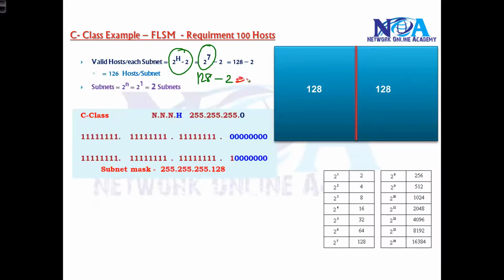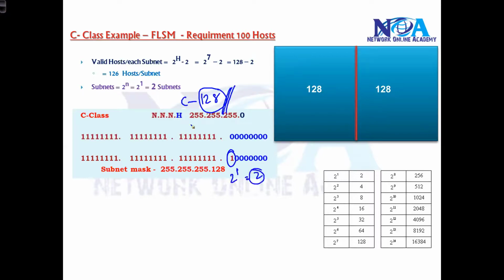In that, I cannot use two addresses for the network ID and the broadcast ID, so the valid hosts will be 126. And if you try to figure out, in a C class, if I divide it into 128-size networks, how many subnets do we get? 2 to the power of 1, that is 2. So I get only 2 subnets. 128 plus 128 is 256.